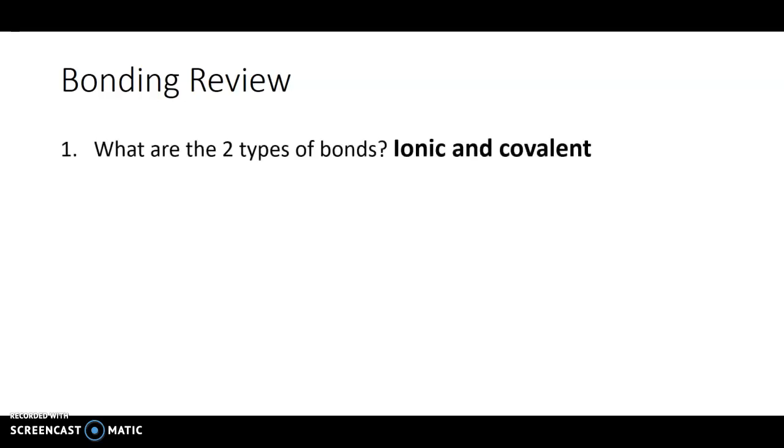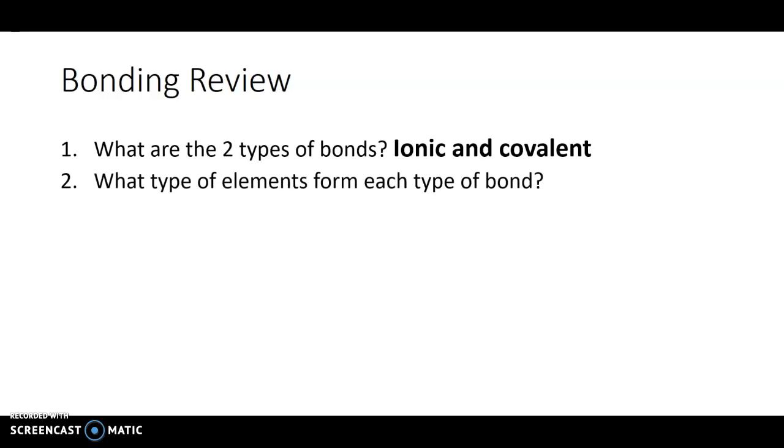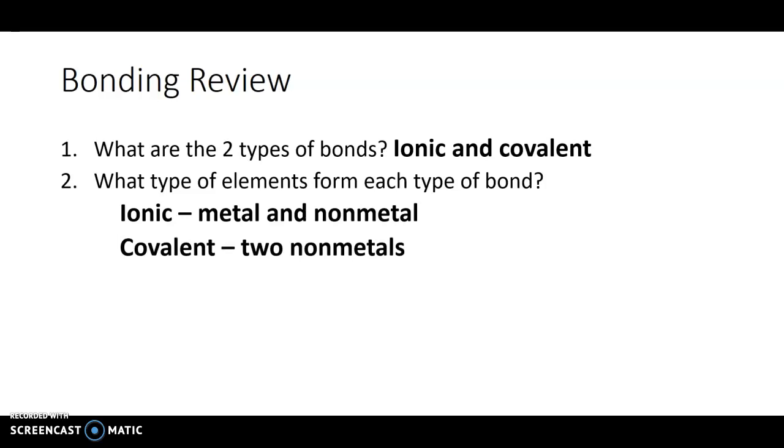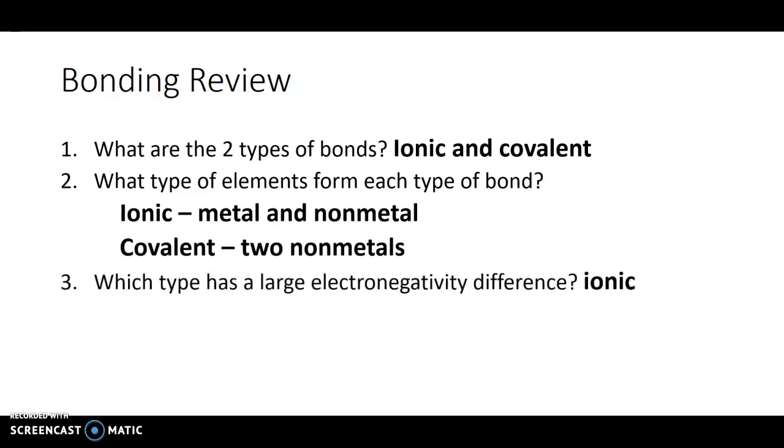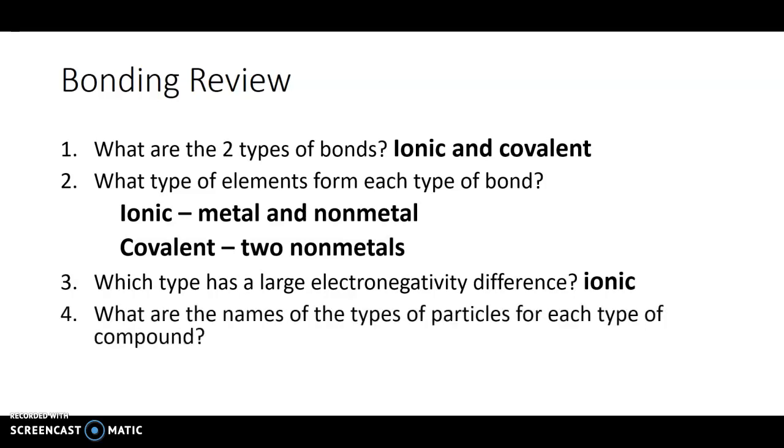So in summary, our two types of bonds are ionic and covalent. In ionic, we have a metal and a nonmetal. In covalent, we have two nonmetals. The large electronegativity difference is found in ionic bonds, and the particles are called formula units in ionic bonds and molecules when it's covalent.